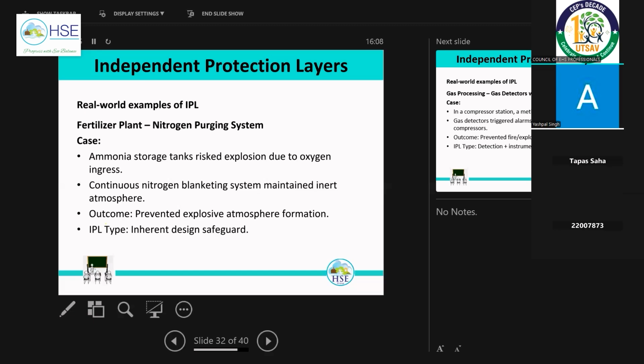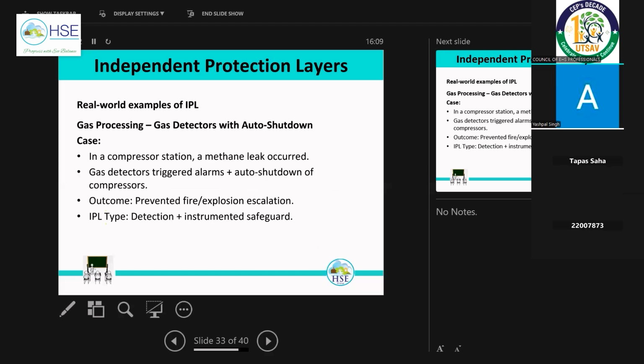The prevention here is that inertization is carried out, with a nitrogen blanketing system maintained to keep an inert atmosphere. The outcome is that explosive atmosphere formation is prevented through inherently safer design by purging with nitrogen. So this is an inherently safer design safeguard. In any explosive atmosphere, when we maintain nitrogen inertization or blanketing, that is a basic inherently safer design safeguard or protection layer that we can use in the process.